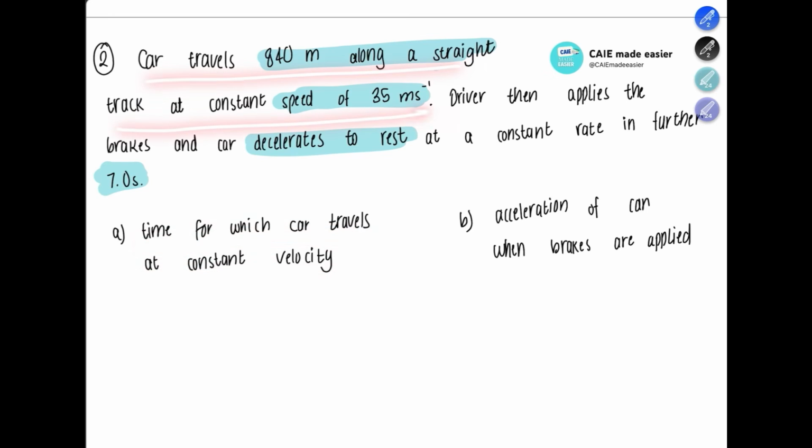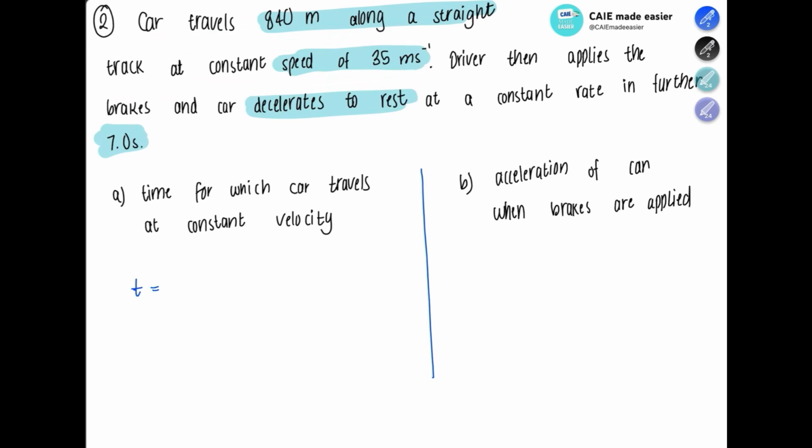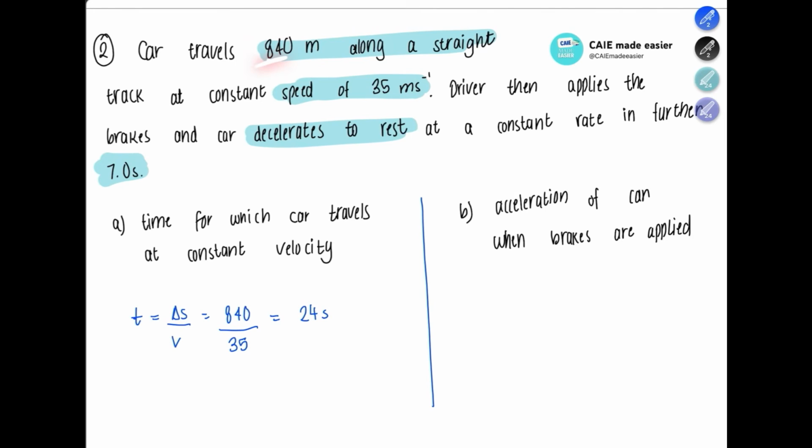Initially the car was traveling at constant velocity before the driver chose to apply the brakes, right? Time is going to be change in displacement over velocity. So that is 840 divided by the speed, or velocity, which is 35. If you find this value, you will get 24 seconds. If you notice, our answer should be in two significant figures because in the question they are using two SF: 2 for 840, 35, and 7.0. So make sure your answer is also in two significant figures.